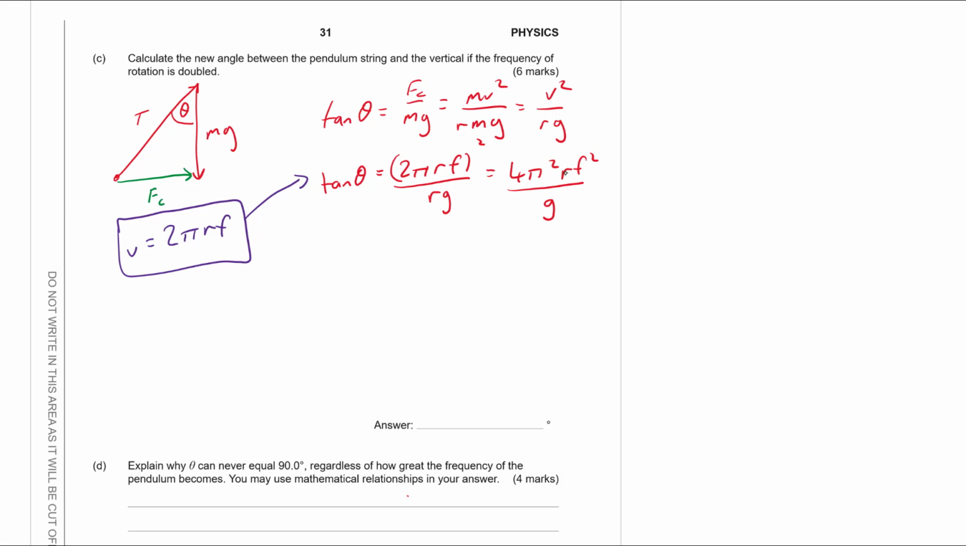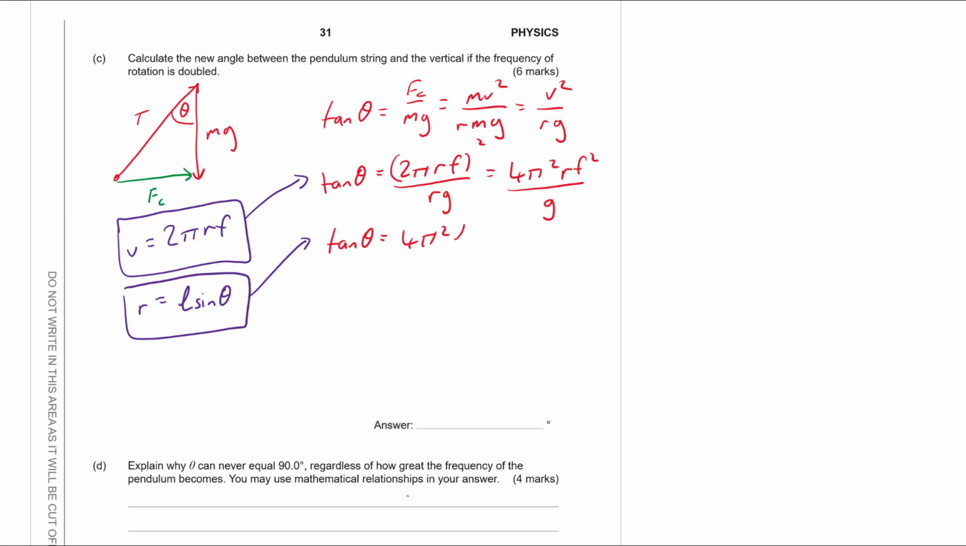Now the thing is, the r value is something that I don't know, but what I do know is the L value of 1.2. So I'm going to put in an expression here for r, and that's going to be L sine theta. So that's something we did above. So now I have 4 pi squared.